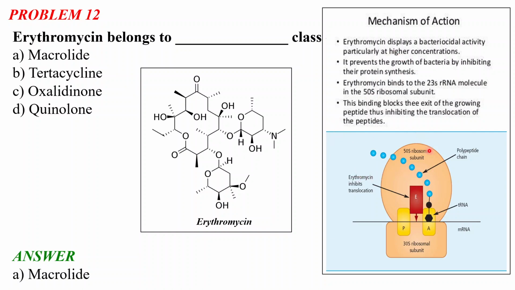Okay, so remember, erythromycin binds to the 23S rRNA molecule in the 50S ribosomal subunit. So there is a difference, because in case of tetracycline, if you remember, the tetracyclines bind to the A site, but in case of erythromycin, it binds to the 23S rRNA molecule in the 50S ribosomal subunit, and the binding blocks the exit of the growing peptide chain. As you can see, it inhibits the translocation of the growing peptide chain, and that's how it inhibits protein synthesis, and it shows this bactericidal activity.